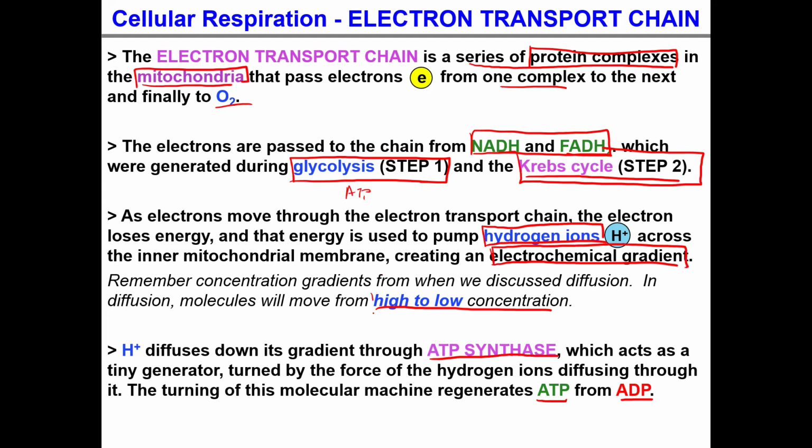Again, remember, we're moving from high to low, so that's why we're pumping those. The H+ is going to diffuse through that gradient and go through something known as our ATP synthase, which is our tiny generator in order to produce ATP from ADP. Remember, ADP is very low in energy, whereas ATP is very energy dense.